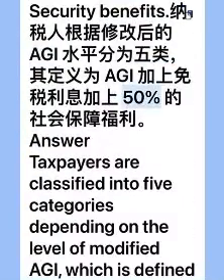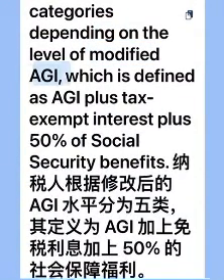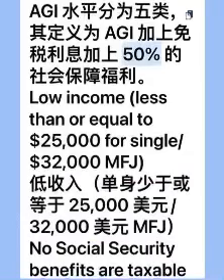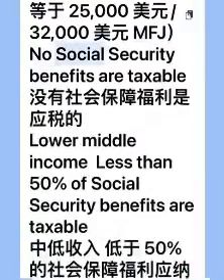Answer. Taxpayers are classified into 5 categories depending on the level of modified AGI, which is defined as AGI plus tax-exempt interest plus 50% of Social Security benefits. Low income, less than or equal to $25,000 for single, $32,000 MFJ. No Social Security benefits are taxable.